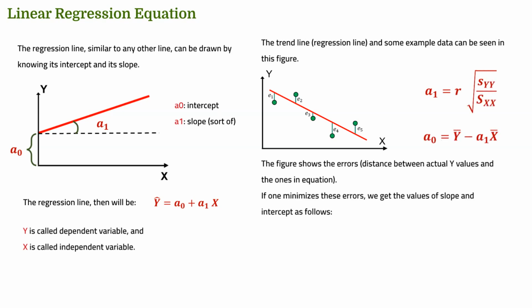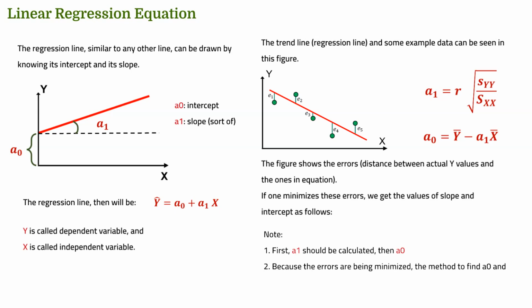A1 is R times the square root of SYY divided by SXX. SYY is the variance of Y, SXX is the variance of X, R is the regression correlation coefficient. And then A0 is Y bar minus A1 X bar. So you first calculate A1, then A0. Note 1, first A1 should be calculated, then A0. 2, because the errors are being minimized, the method to find A0 and A1 is called least square method. 3, SXX, SYY, and SXY and R can be calculated using the table method that we saw in the previous video.